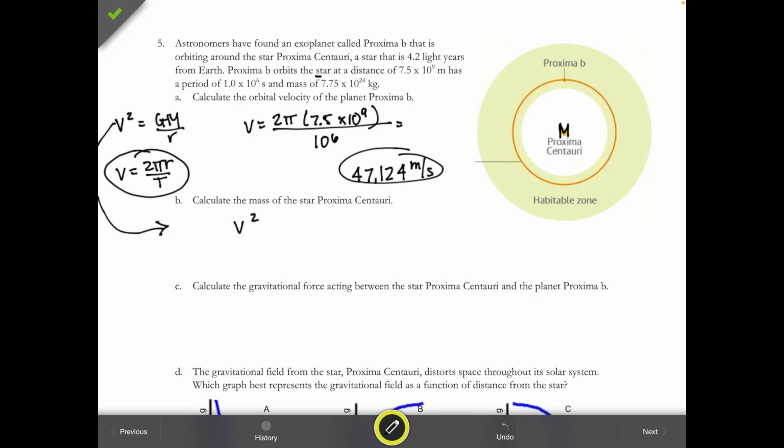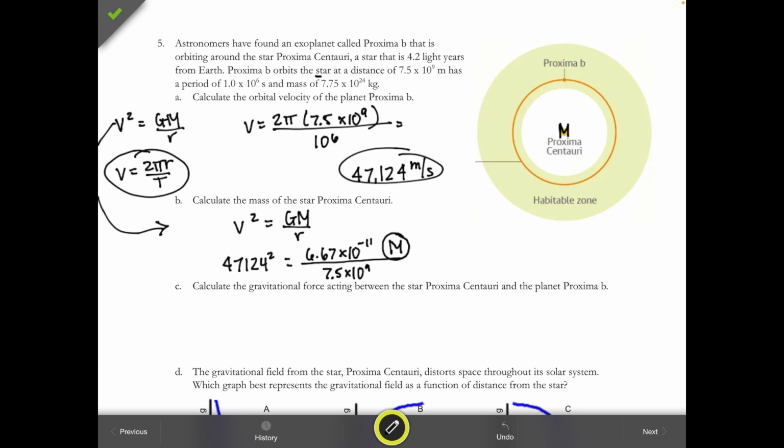So I'm going to write down my orbital speed equation. This is going to get me the mass of the star. Because I know the speed is 47,124 meters per second, I can solve. In this case, I'm going to have to do some algebra here. The radius was 7.5 times 10 to the ninth, and I'm solving everything for M.